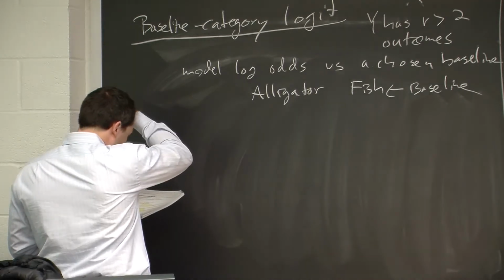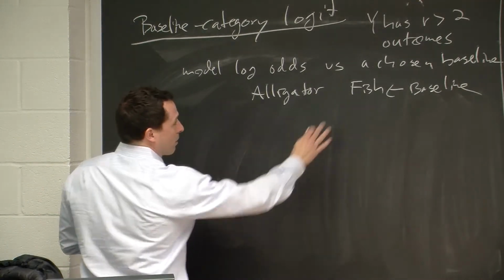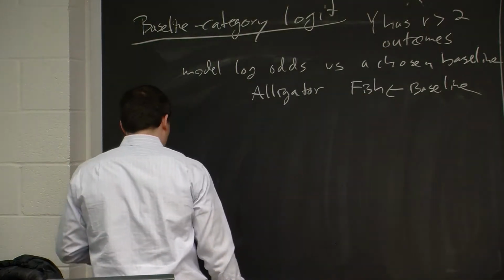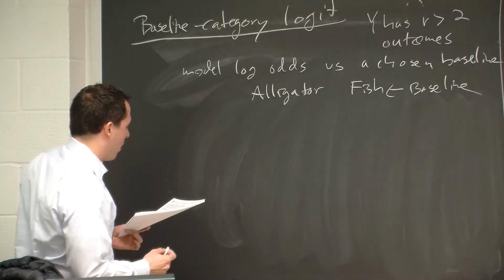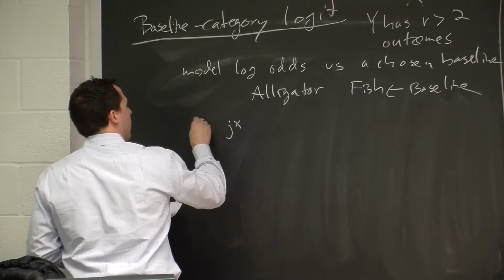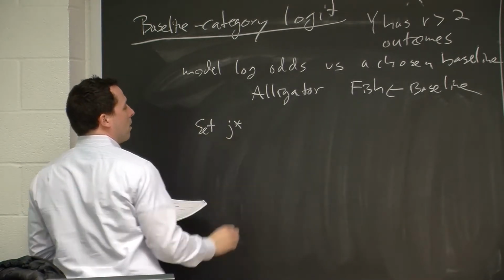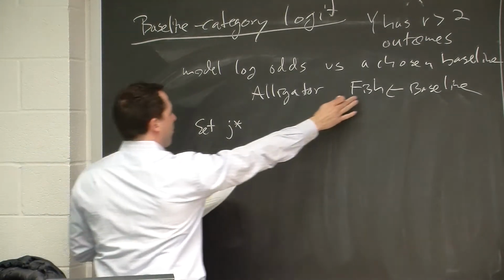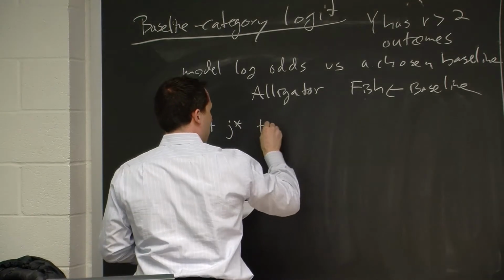So what does that mean our model is? So we have some sort of unordered outcomes, and we want to relate them to our predictors. So we set one of these outcomes, like fish, to be the baseline.